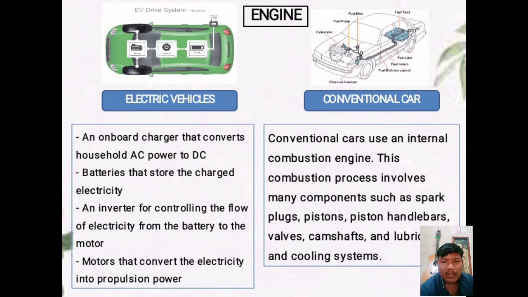In contrast, conventional cars use an internal combustion engine. This combustion process involves many components such as spark plug, piston, valves, camshaft, and lubrication and cooling system. Conventional engines produce power from the combustion process of a mixture of air and fuel that occurs in the combustion chamber.